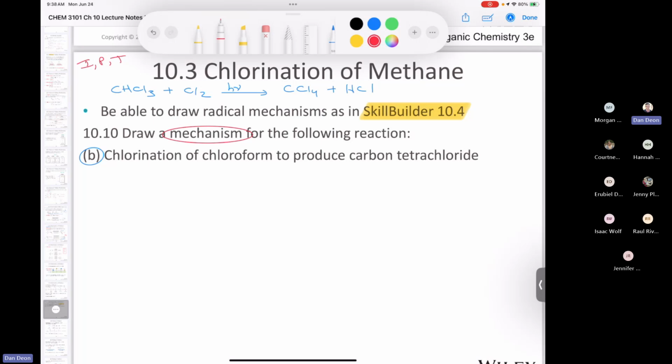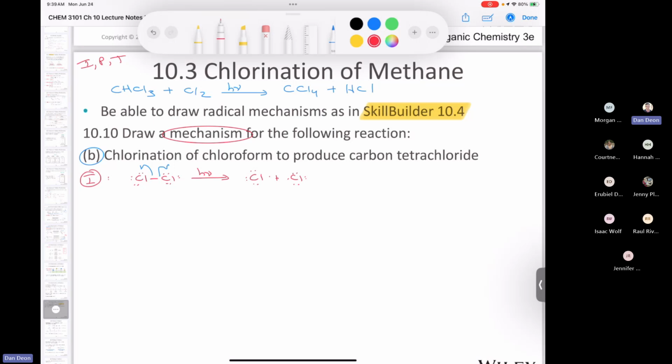So our initiation step is going to be what? It's going to be the formation of a radical. So we're going to take our chlorine, just our Cl2 molecule. We're going to hit it with light, h nu. It's going to break apart to give me 2 chlorine radicals. Sometimes people leave the paired electrons out. They just write the radical like this. I think it's better to put all the paired electrons. So there you go. So that's initiation.